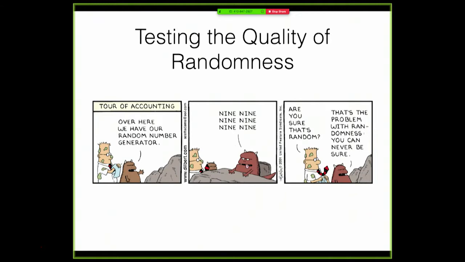So, you know, randomness is hard to define and hard to measure. Here's Dilbert's random number generator. It just gives you 9-6 times, and then they ask, is that random or not? Well, you really don't know. It could be.